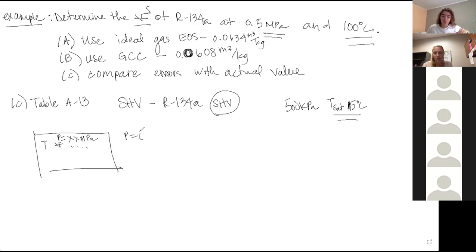So pressure equals 0.5 megapascal. And then we can look up the specific volume at 0.5 megapascal at 100 degrees Celsius, which is what? So it's 0.58053 cubic meter per kilogram.